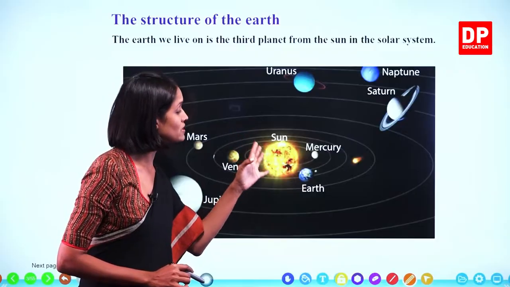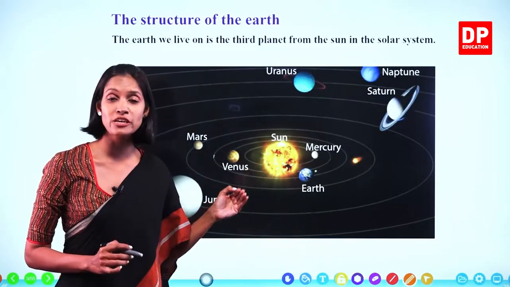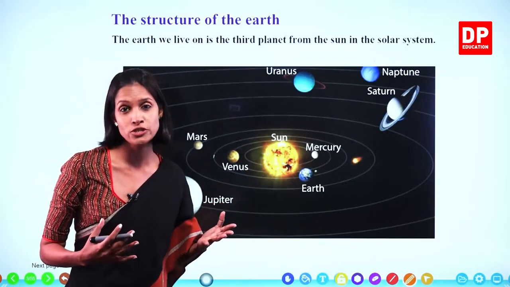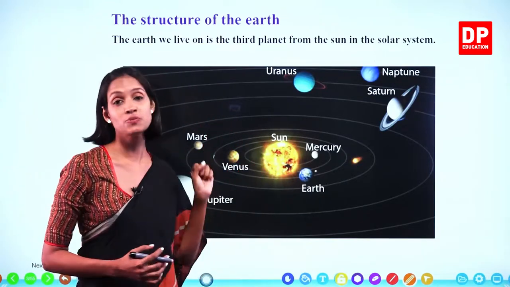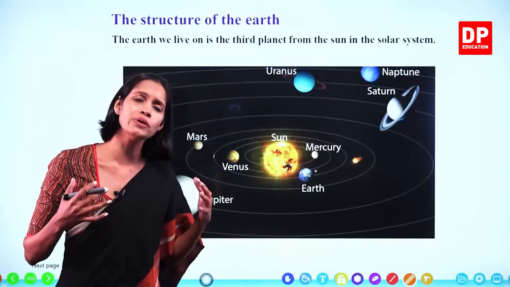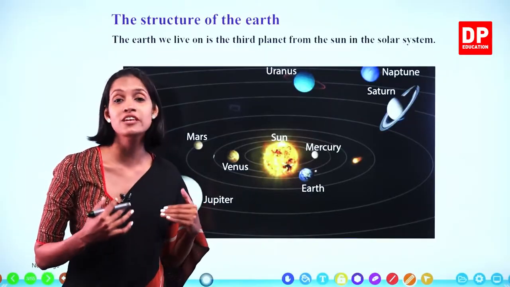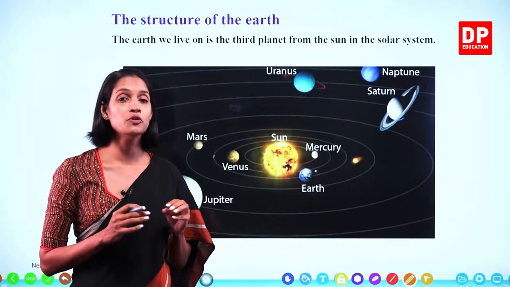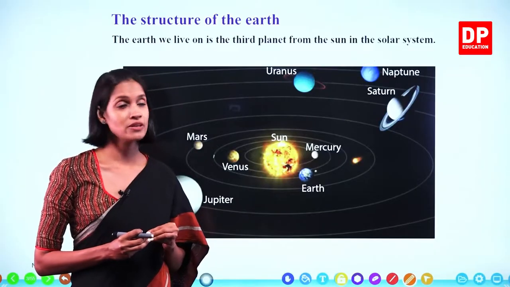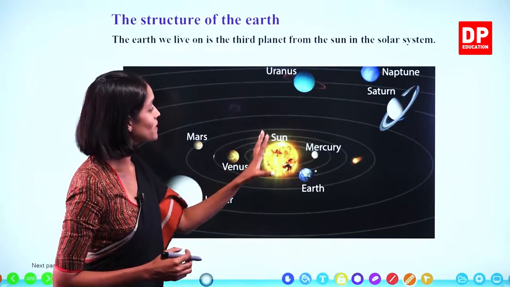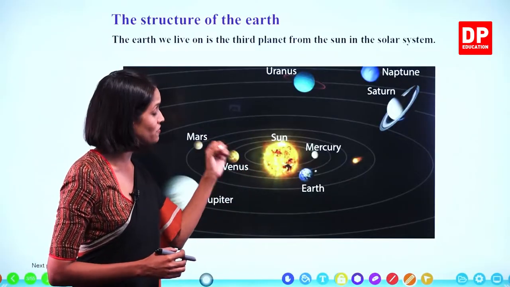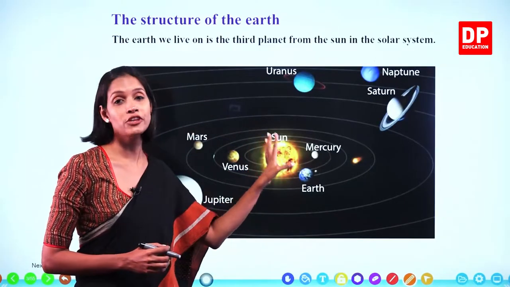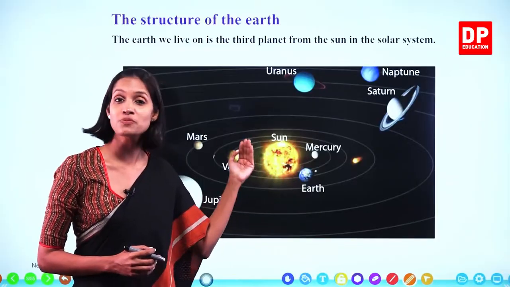Why do we call the Earth the blue planet, children? That is because of the presence of water. Earth is the only planet where water is present. You all know how important water is for the existence of life. No one can live without water. But at the same time, on the other planets there is no water, therefore the only planet where life exists is the Earth. This is why Earth is special.